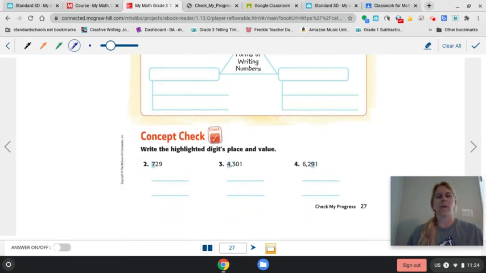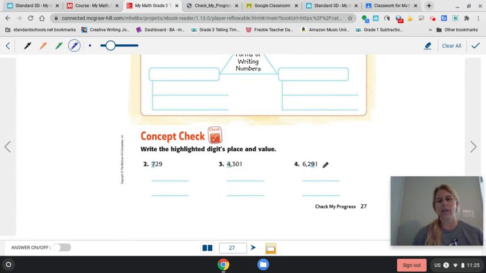Continuing down below, it says write the highlighted digit's place and value. So remember, we're looking at place and value. In this one, if you have 729, what place is the 7 in? Write it on your whiteboard. Is it ones? Is it tens? Is it hundreds? Is it thousands? If it is the hundreds, which it is, how many hundreds do you have? You have 700. So the value is 700.